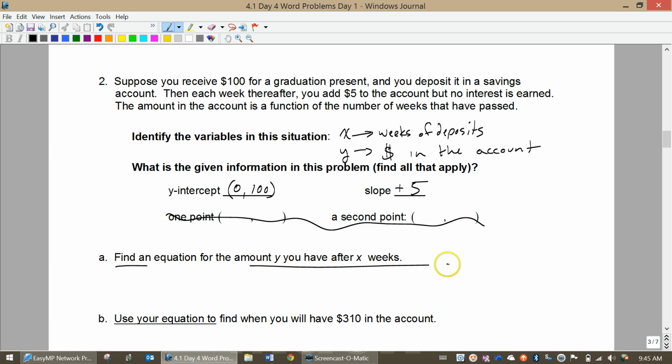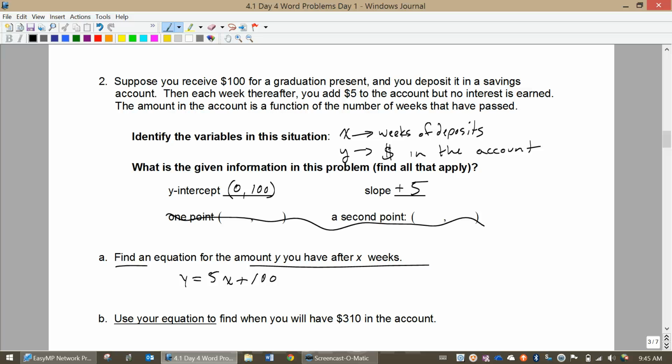And then in terms of our equation or our model that we're going to use, when we have a y-intercept and a slope, we can put it right into slope-intercept form. Okay? Make sense, guys?